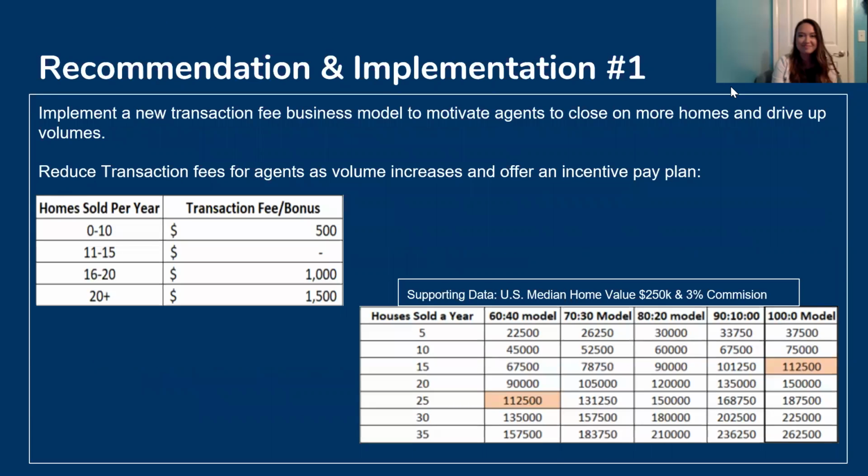Thanks, Sherm. I'm going to go into the first recommendation and implementation that we want to offer. So the first one is to implement a new transaction fee business model to motivate agents to close on more homes and drive up volumes. So what does that mean?